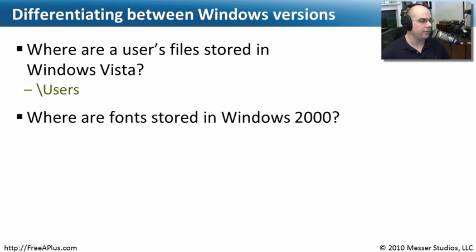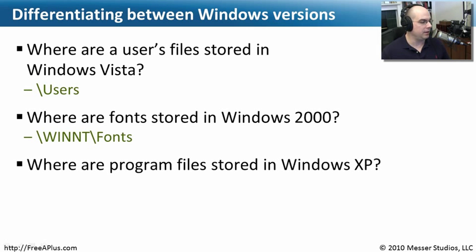Our next question is, where are fonts stored in Windows 2000? Now remember, the fonts folder was underneath your system folder, so you have to think about what the system folder was for Windows 2000, and if you answered WinNT/fonts, then you got it right. And our last question, where are program files stored in Windows XP? Where do we keep all of our program files? Well, remember, this one's a bit of a gimme because it's exactly the same in Windows 2000, Windows XP, and Windows Vista. It's in the program files directory.